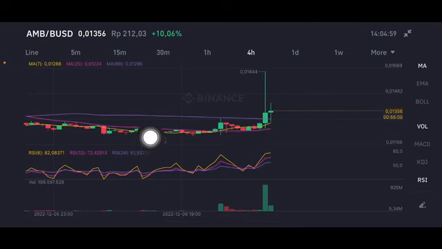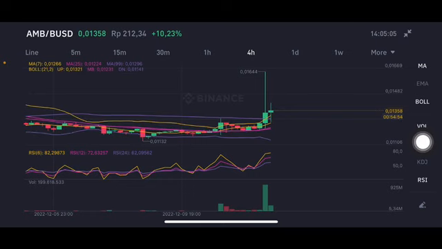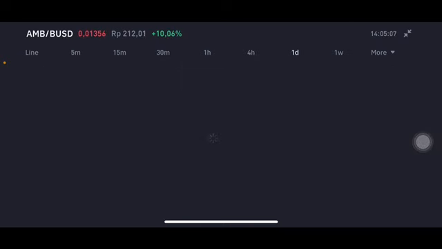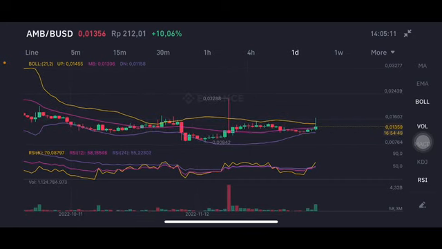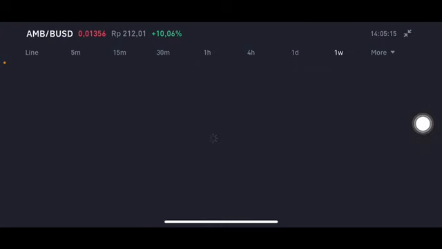With the RSI stochastic natural position, if the price can break above 0.0164, should be a good one for the AMB. In the Bollinger band here, still above the upper band. For the price range in the daily chart, basically also only at the middle band, around 0.01306 US dollar.